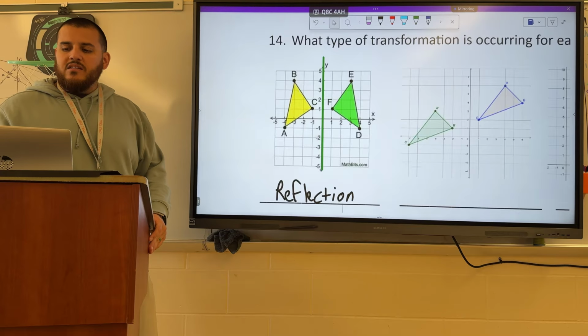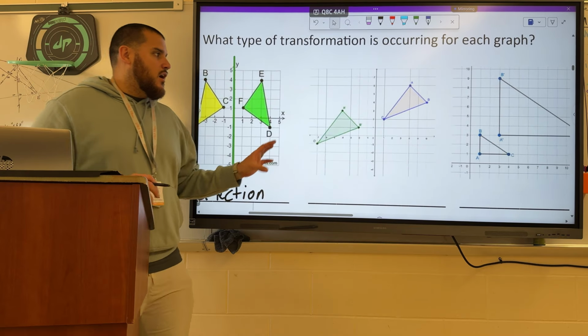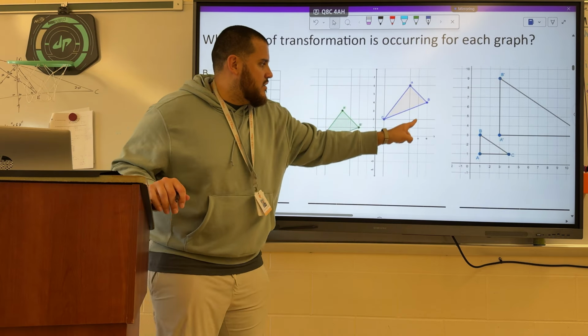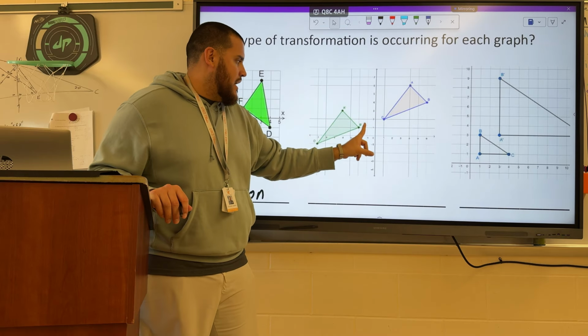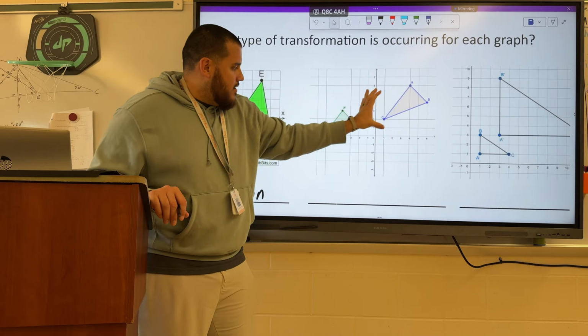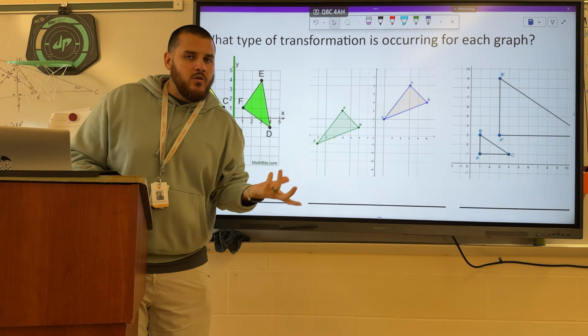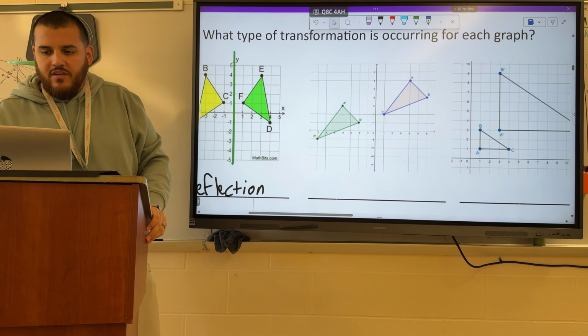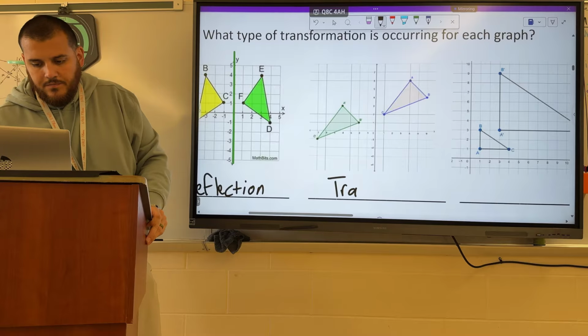Okay. In our next example, we have a slide. Our points here, I know it's kind of hard to see. This is a pre-image ABC, and this is A prime, B prime, and C prime. So all of our points have shifted down in this direction. And anytime we're sliding, we have a translation.